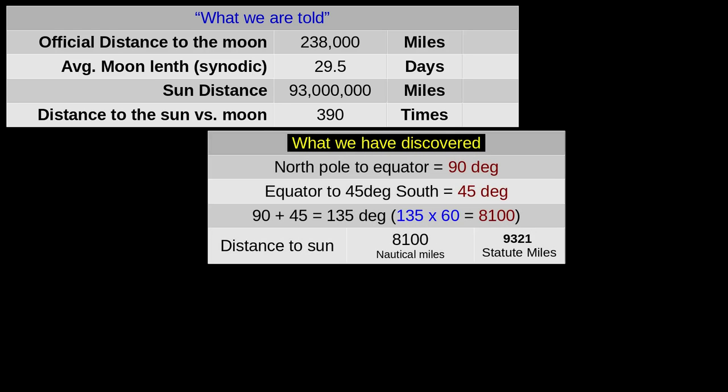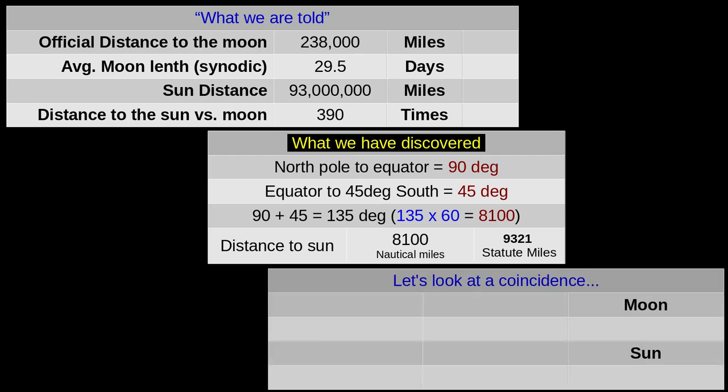So now we look at what we have discovered so far. We know from the North Pole to the equator is 90 degrees. We know from the equator to 45 degrees south is another 45 degrees. So if we add them up, we have a total of 135 degrees. 135 degrees times 60 nautical miles, because 1 degree is equal to 60 nautical miles, comes out to 8,100 nautical miles. So according to this, the sun at the equator is 8,100 nautical miles, or 9,321 statute miles, up in the sky. So now let's look at a little coincidence.